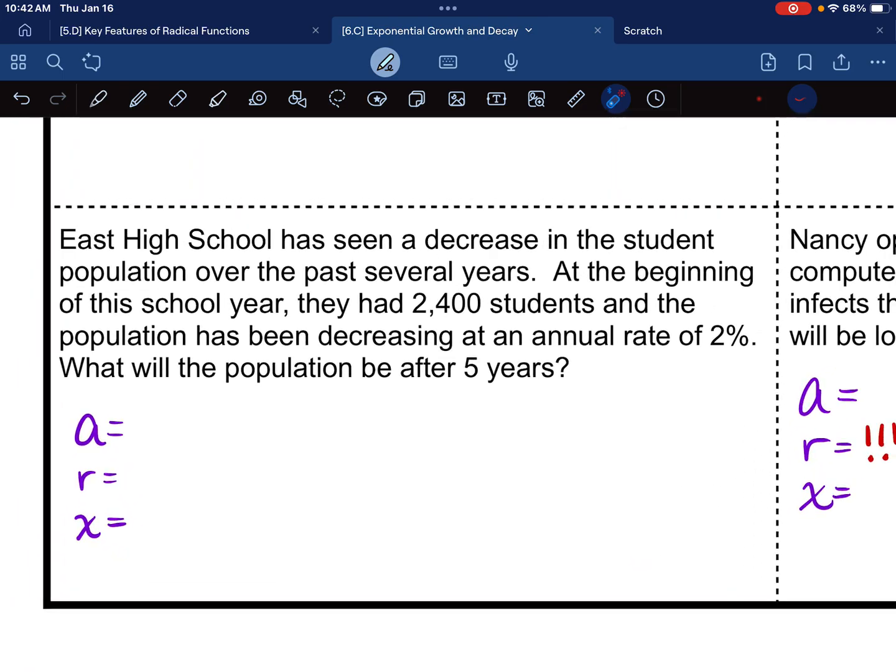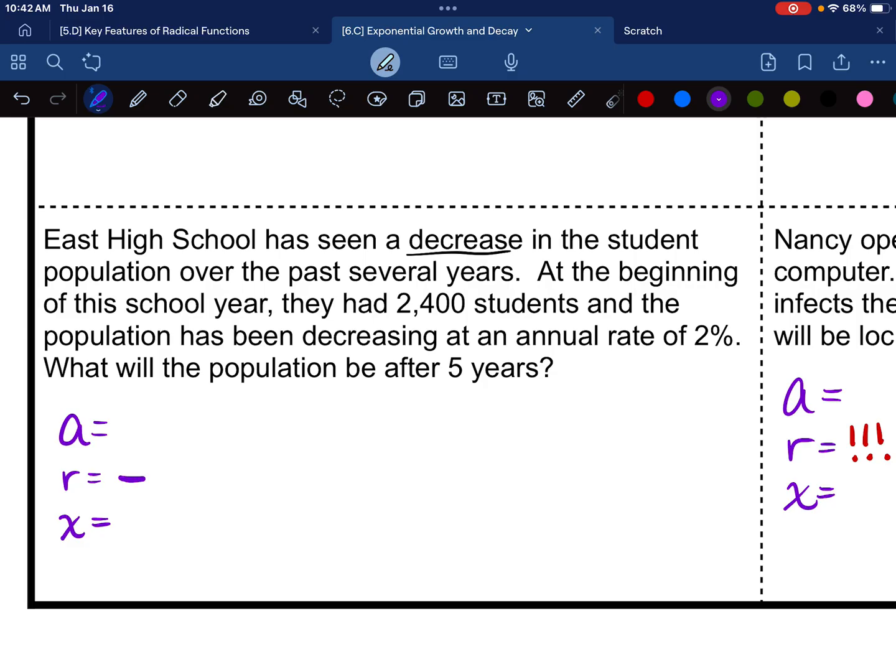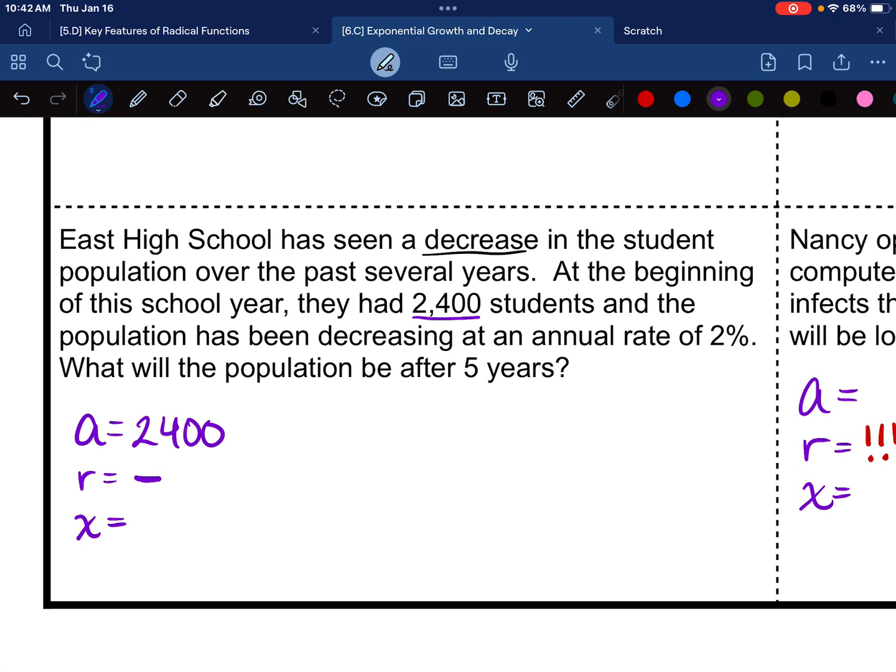Okay, so East High School has seen a decrease in the student population. That word decrease is telling you your rate here is negative, right? At the beginning of this school year, they had 2,400 students, so that's our initial amount. And the population has been decreasing at an annual rate of 2%. So 2% is 0.02. And it wants to know the population after 5 years.